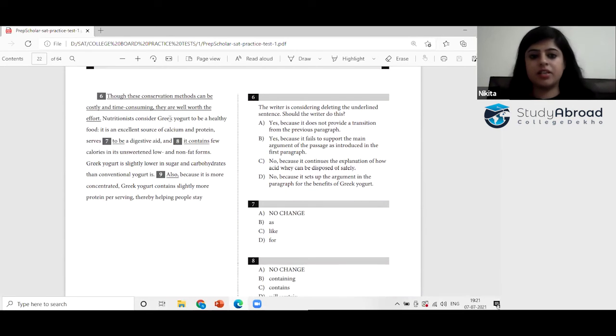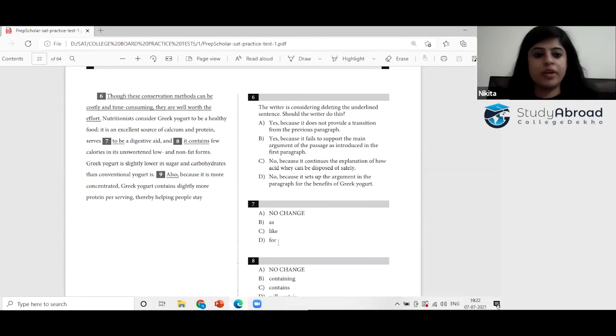Nutritionists consider Greek yogurt to be a healthy food. That means it's a healthy food. And then they are giving the reason why it is a healthy food. It is an excellent source of calcium and protein. Serves to be a digestive aid. Now, the options are to be, as, like, or for.